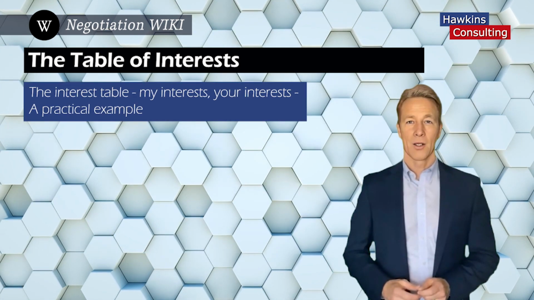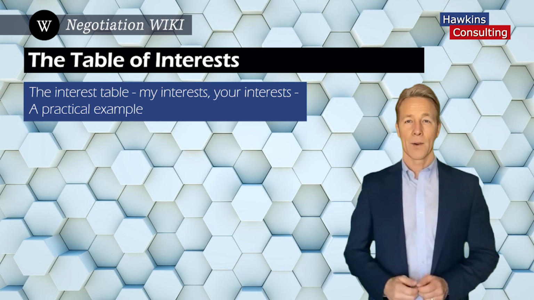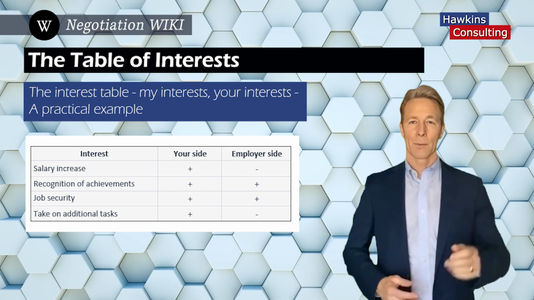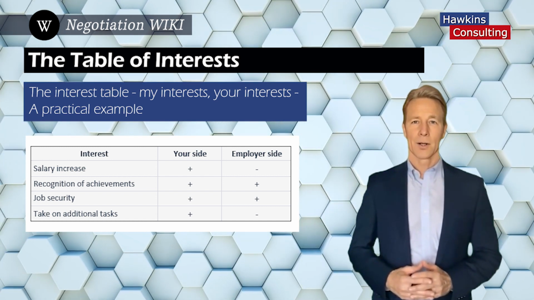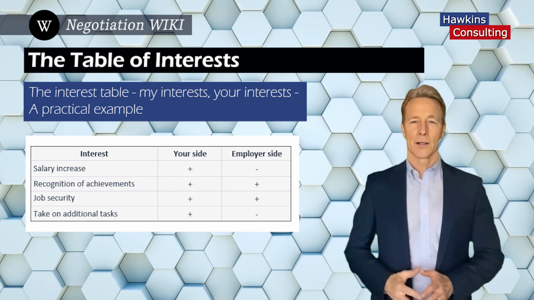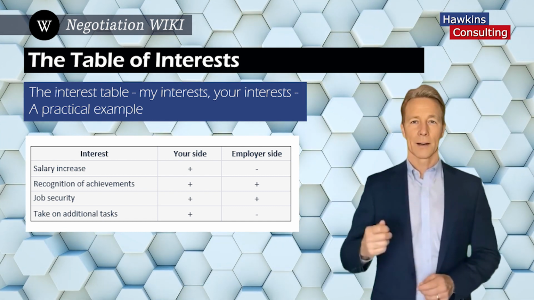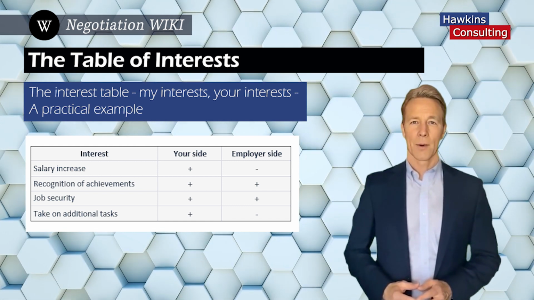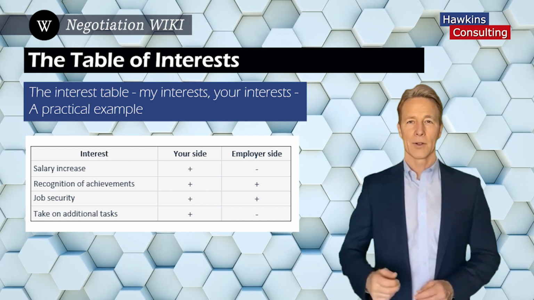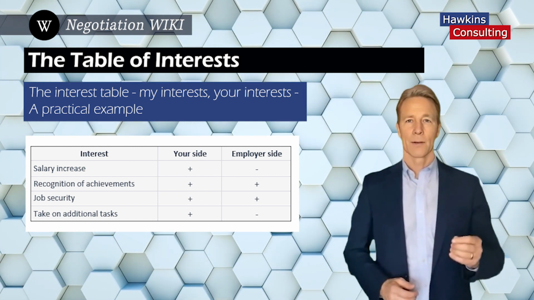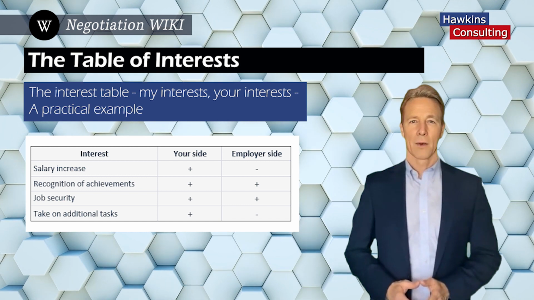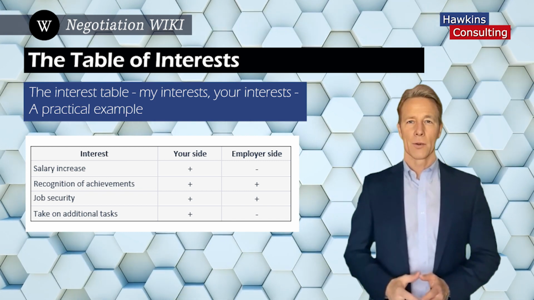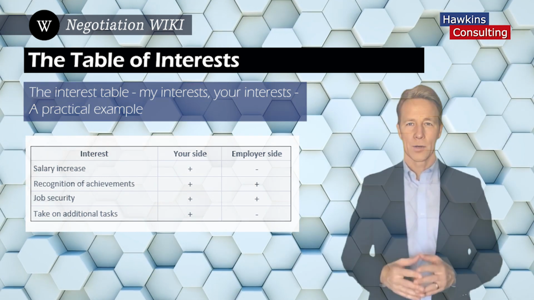Suppose you are an employee and ask the employer for a salary increase. Here is a possible interest table you could create. In this example, your interests are on the left, while your employer's interests are on the right. A plus sign means that the party concerned has an interest in the matter. In contrast, a minus sign indicates that the party has no interest. Using this table of interests, you can identify possible solutions that consider both your interests and the interests of your employer. For example, you could propose that you receive a salary increase while agreeing to take on certain additional tasks to accommodate your employer's interests. Such a solution will satisfy both parties and create a win-win situation.